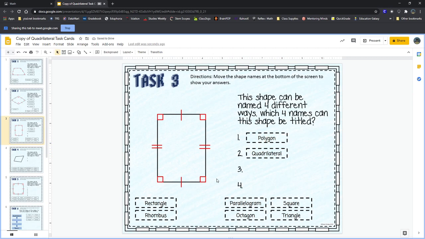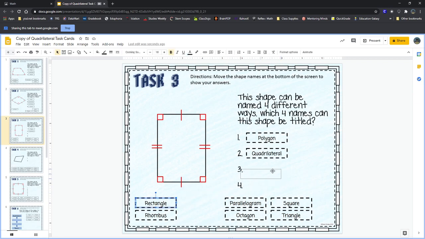Polygons just mean that the shape has more than 2 sides and that there's no openings. That describes this shape. Quadrilateral tells me that it's a polygon, more than 2 sides, closed, but quadrilaterals have to have exactly 4 sides. This shape has 1, 2, 3, 4 sides. So I've got 2 names left that I could match it with.